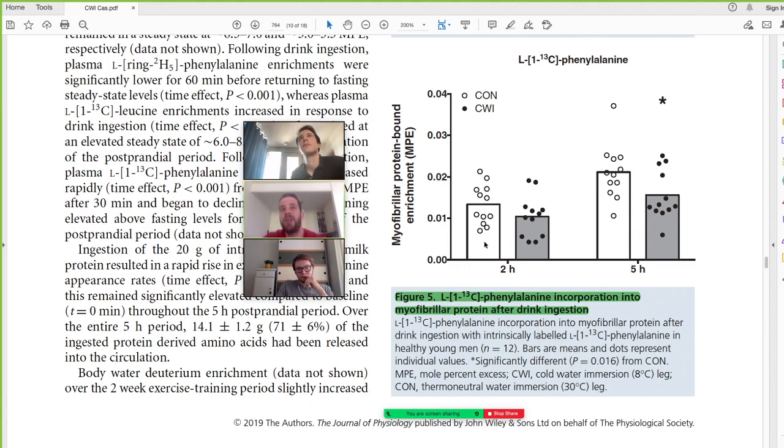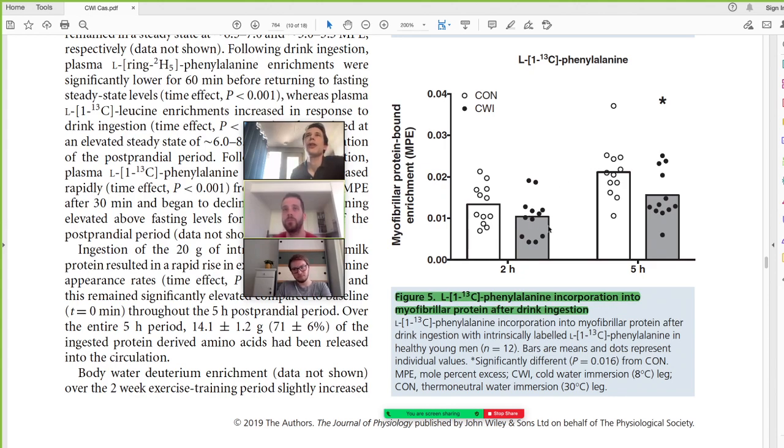But if you look at 5 hours, then we found that clearly in the leg that was cooled, less of the amino acids from that protein shake were being used to be incorporated into new muscle protein in that specific leg. So that's what we found over the 5-hour recovery period: less of the amino acids from a protein shake can be used by the muscle to incorporate into new muscle proteins.